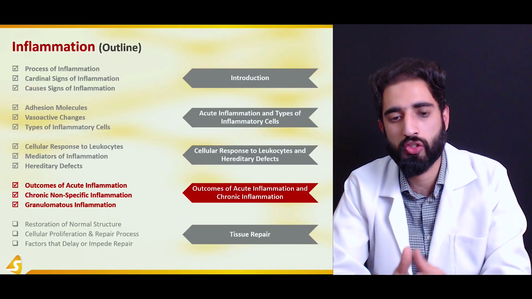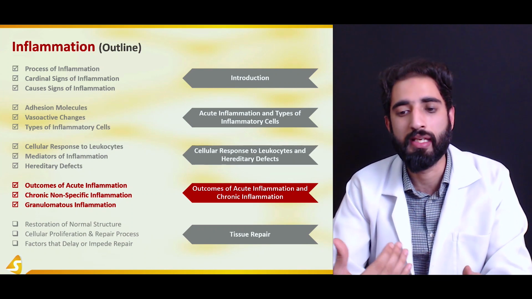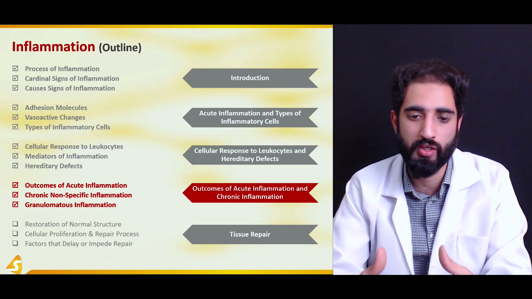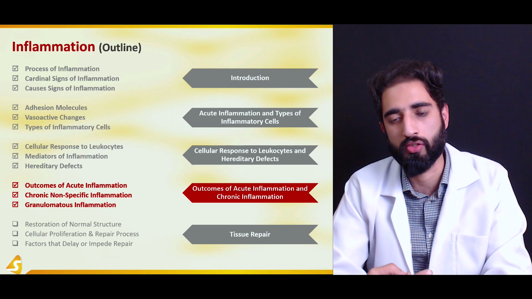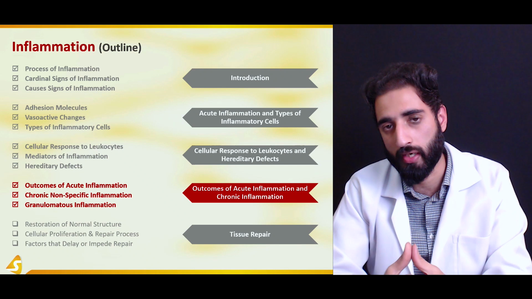So in this section, we talked about the outcomes of inflammation, acute inflammation, and chronic inflammation, and the types of chronic inflammation, which are chronic non-specific inflammation and granulomatous inflammation. We still have to go and discuss the tissue repair part of the inflammation.